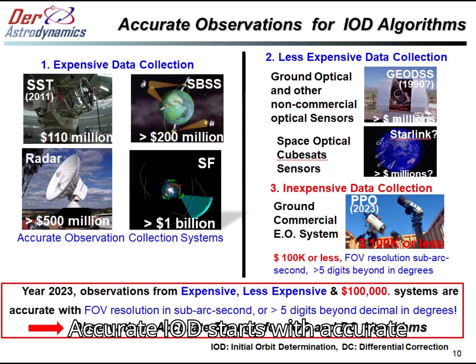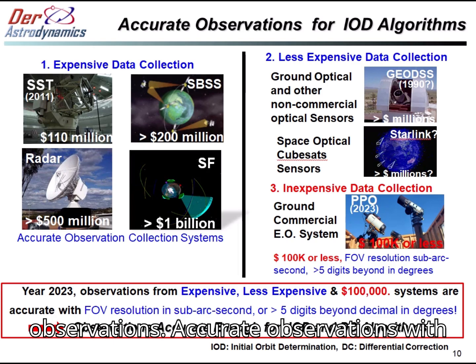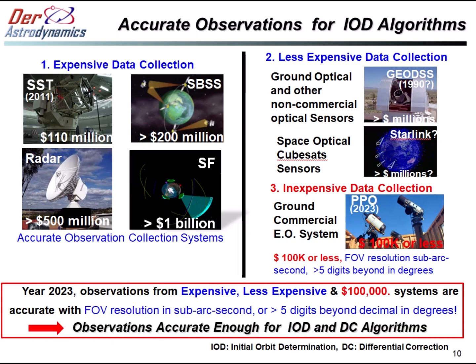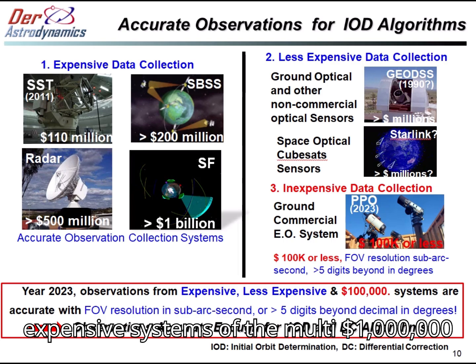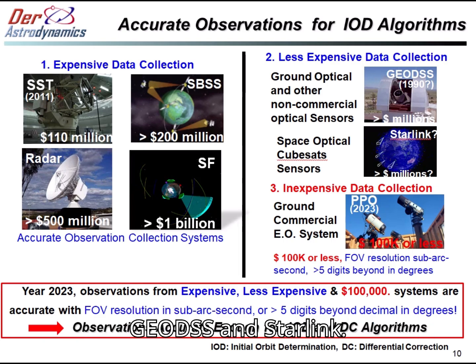Accurate IOD starts with accurate observations. Accurate observations with field of view resolution of sub-arc second, or greater than 5 digits beyond the decimal in degrees, can be collected from 3 groups of optical and radar systems. 1. Expensive systems, from the $110 million Optical Space Surveillance Telescope, SST, to the over $1 billion Space Fence Radar. 2. Less expensive systems of the multi-million-dollar GEODE and Starlink. 3. Commercial optical systems of $100,000 or less in 2023.